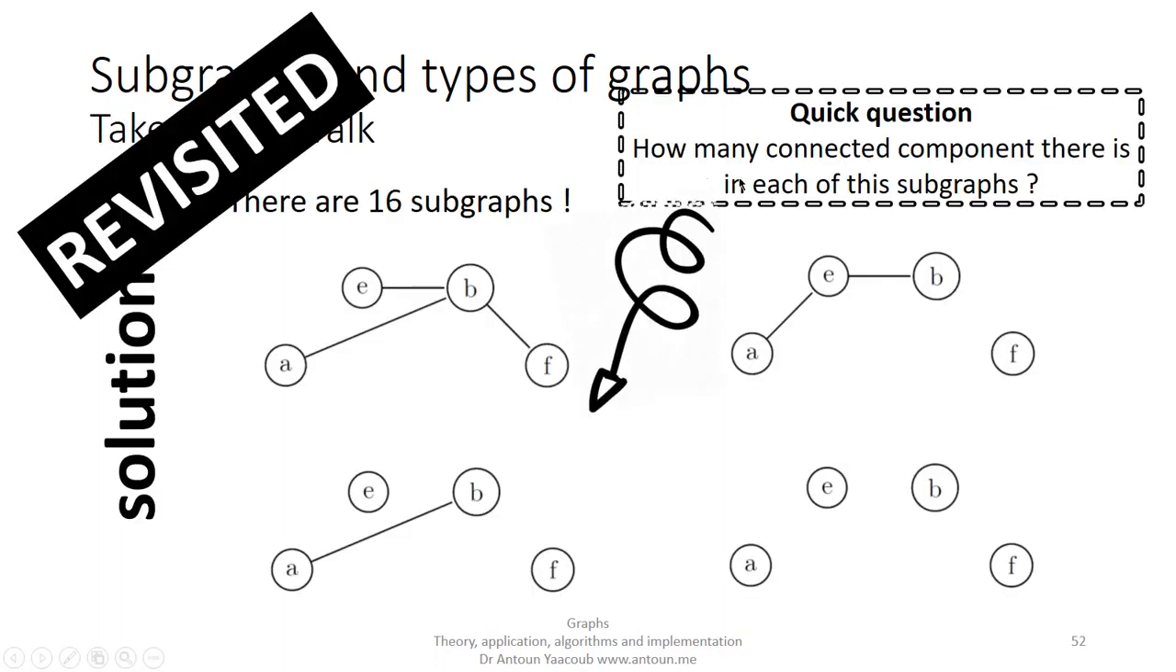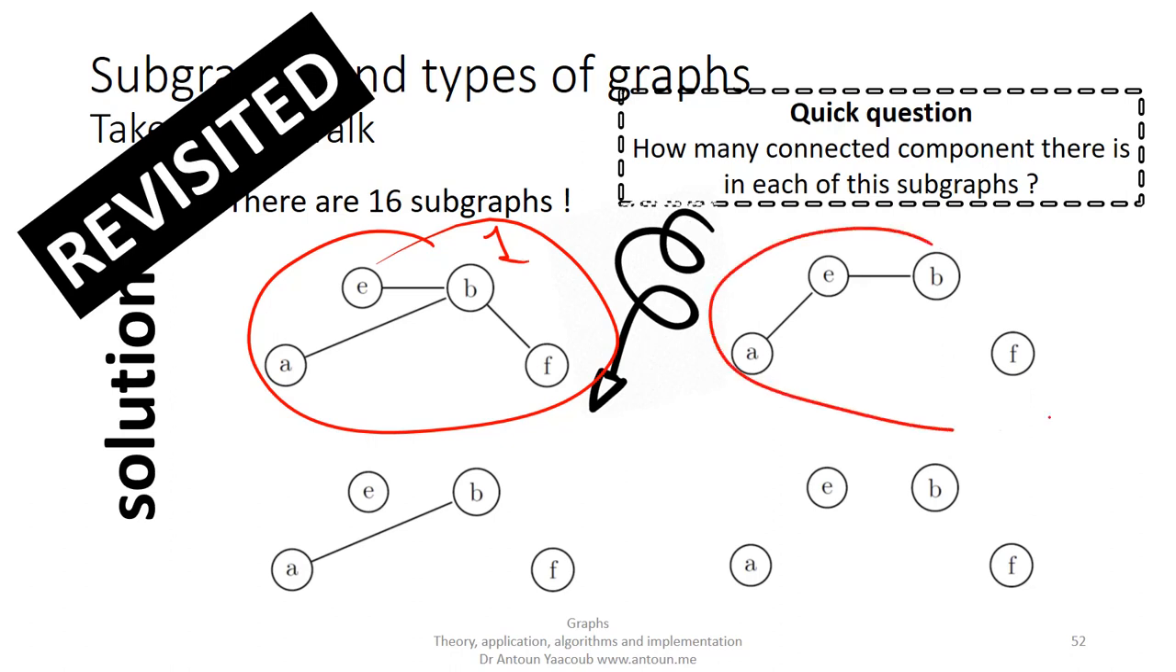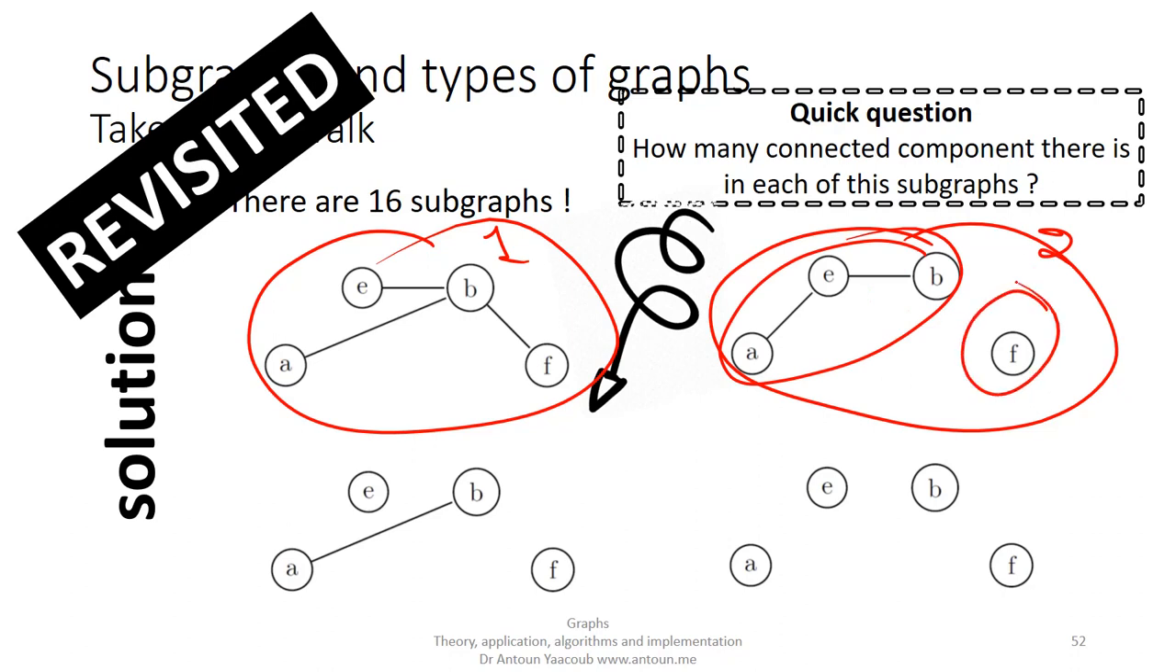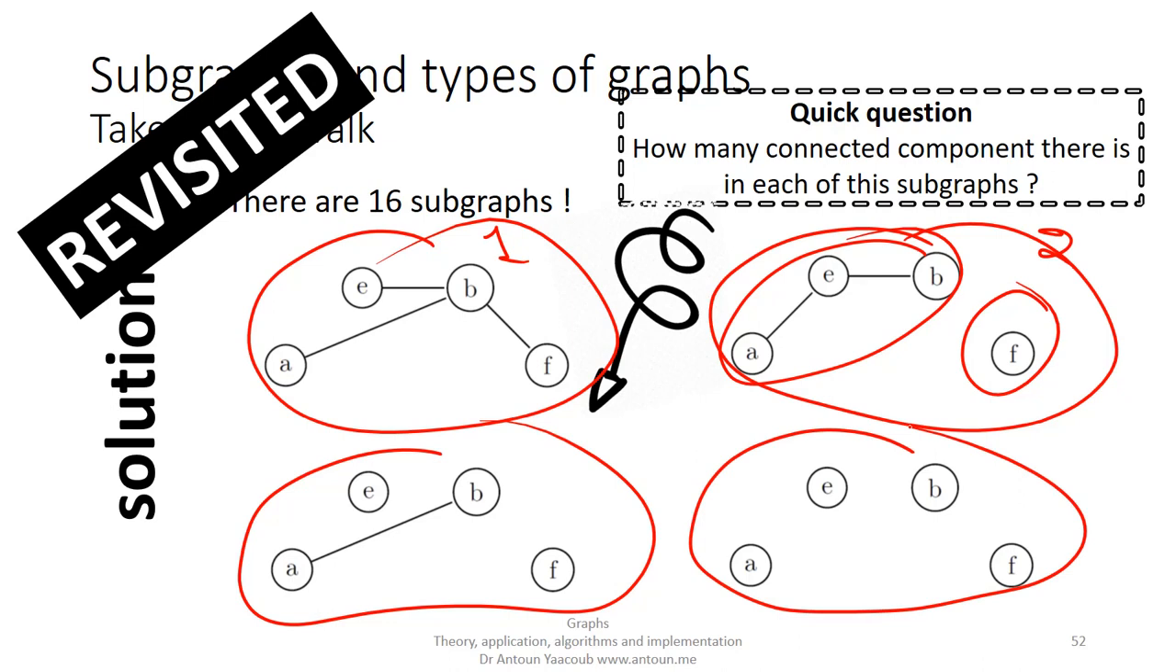As a quick question, how many connected components are there in each of the subgraphs? We see here that we have 1 connected component because they are all connected. Here we have 2 connected components. This is the first maximal connected component, and this is the second. Here we have 3, and here we have 4 connected components.